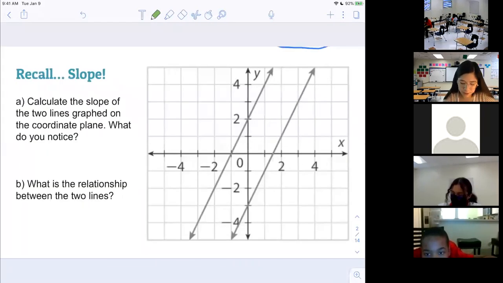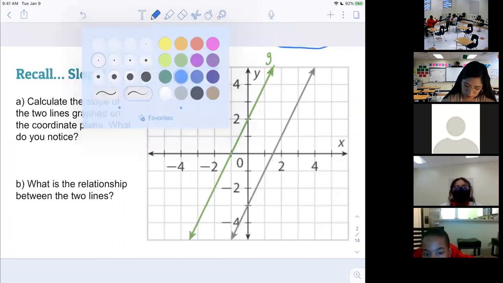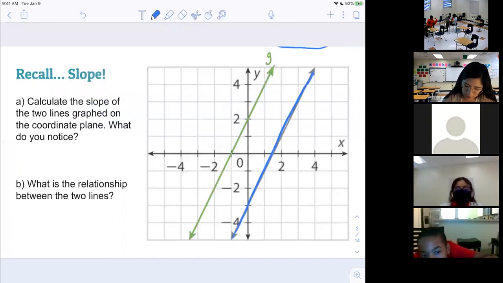So I have two lines here. Go ahead and visually calculate the slope of both lines. I'm going to label them so that we can keep track. This one's going to be line G, and this one's going to be line B. Line G and line B. Go ahead and take 1 minute to look at the slope, the rise and the run, and see what you get.